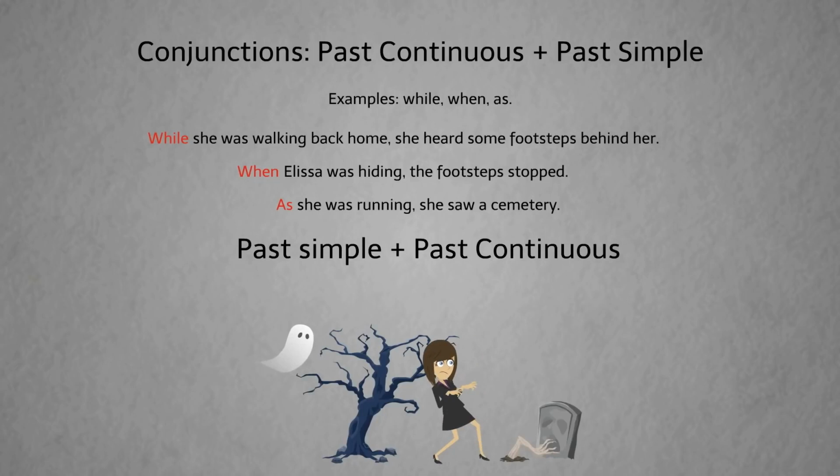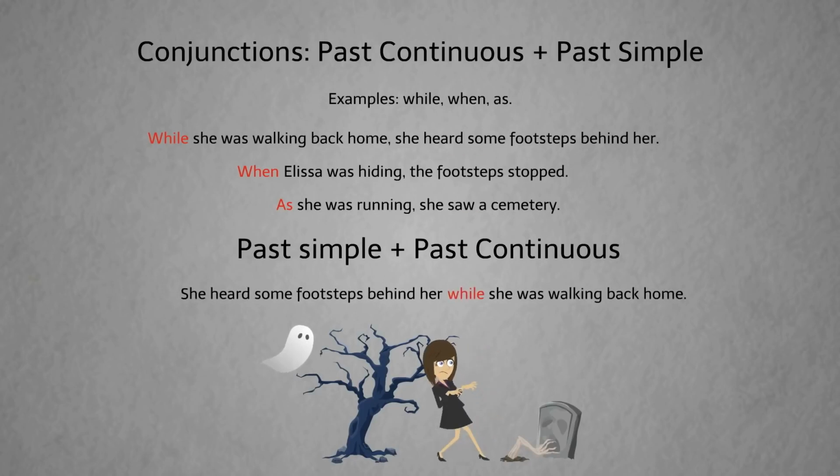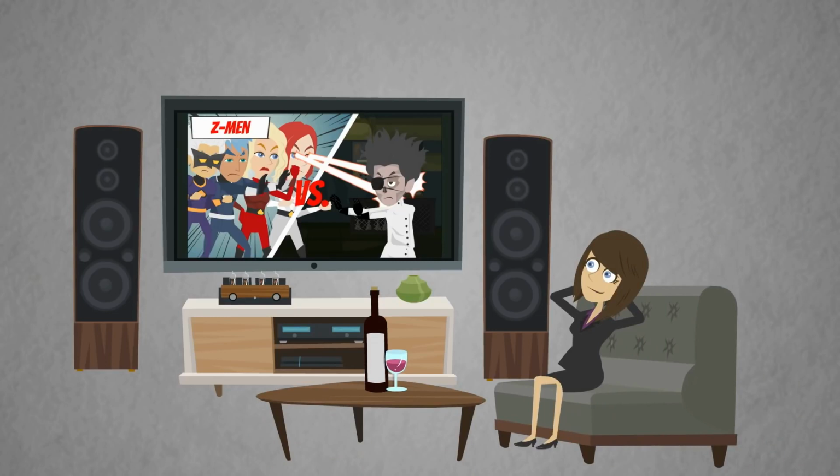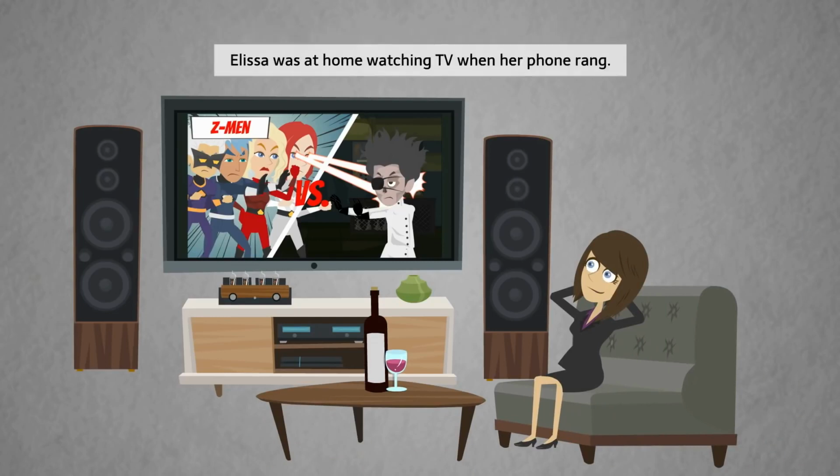We can also switch the order of the tenses by placing the past simple at the front of the sentence. She heard some footsteps behind her while she was walking back home. Let's look at another example now. Alyssa was at home watching TV when her phone rang.